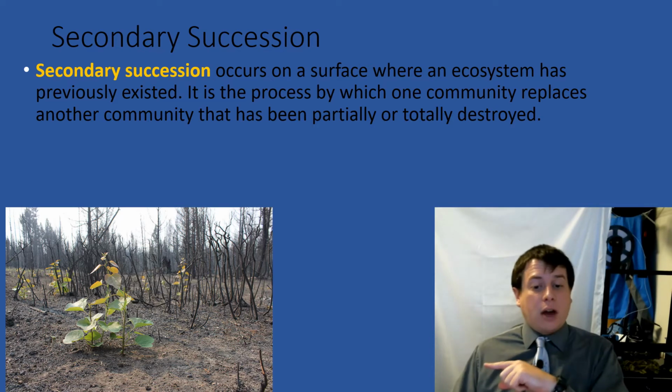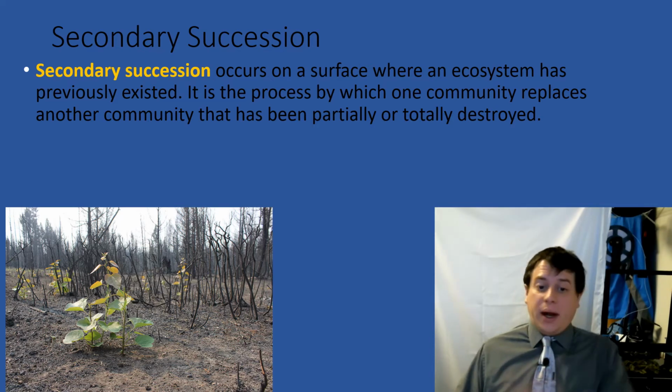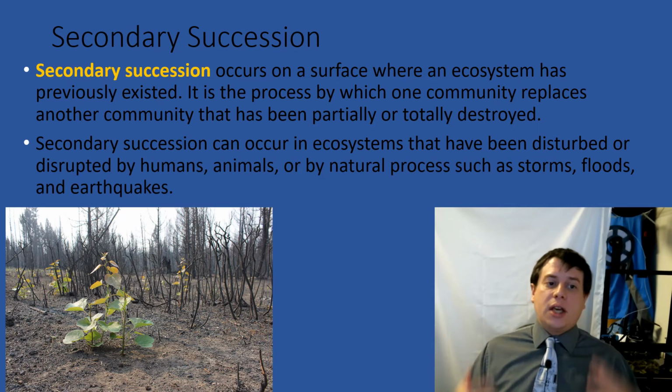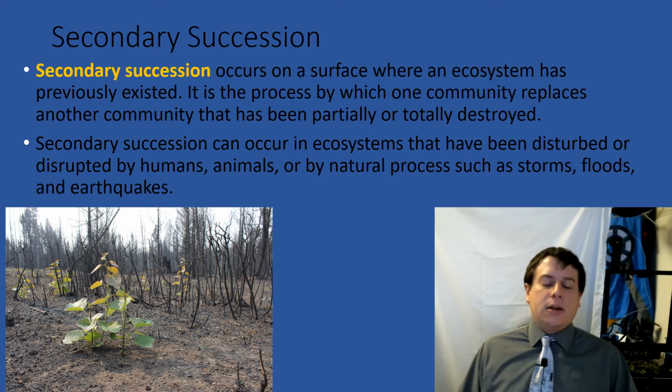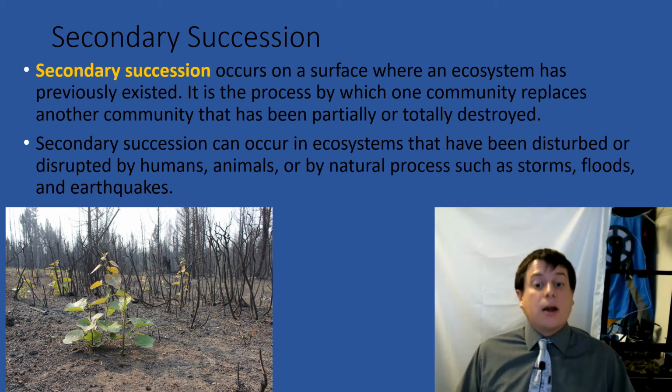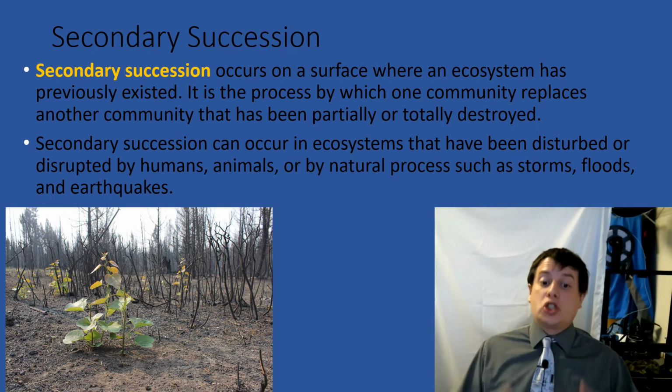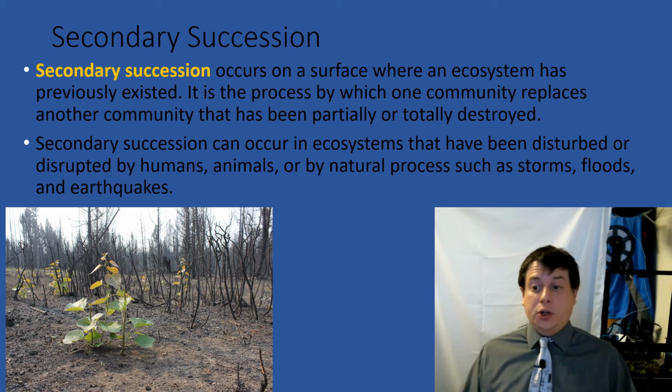And so the picture I've got over there, that's a picture of plants regrowing after a fire. Secondary succession occurs in ecosystems that have been disturbed by humans, by animals, or by natural processes, such as storms, floods, earthquakes, or, again, forest fire. All right? When that ecosystem has been destroyed and you've removed the dominant plant species there, this succession process starts over, and you go from bare soil back up to a climax community.